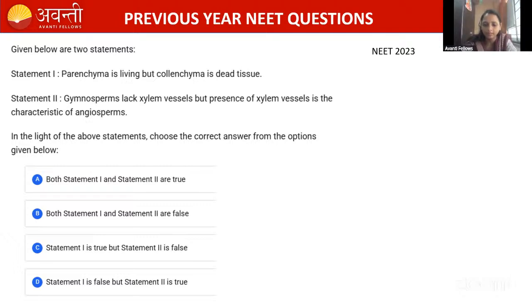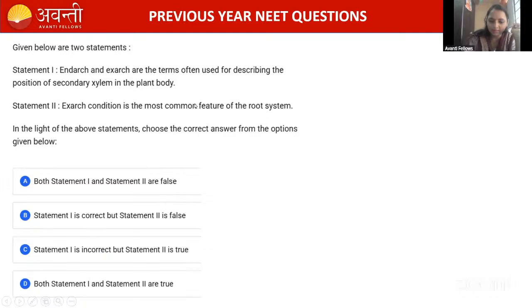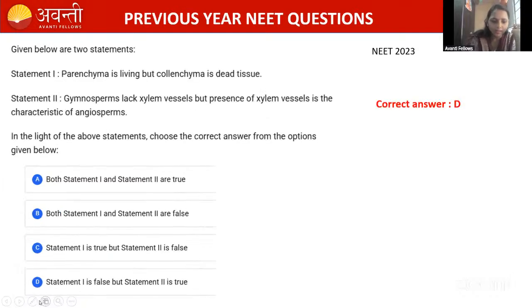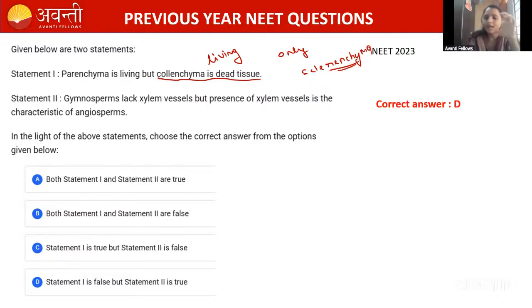Okay, guys, see here, which is the correct answer? Option D is the correct answer. See here, parenchyma is living, but collenchyma is a dead tissue. Have you seen that? Only sclerenchyma is the dead tissue, guys. Remember. Sclerenchyma is dead; collenchyma is living. Only sclerenchyma. Kindly note this down. Only sclerenchyma is dead. In the permanent simple tissues, parenchyma and collenchyma both are living.